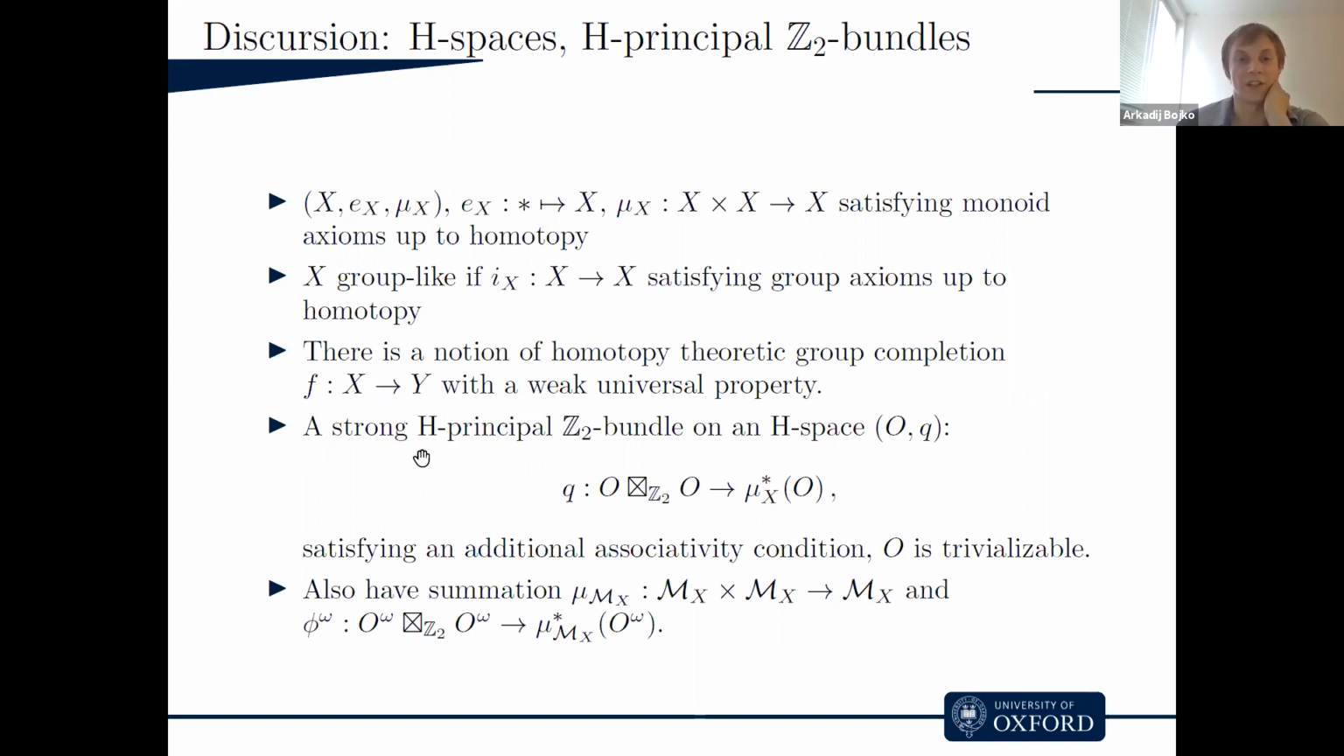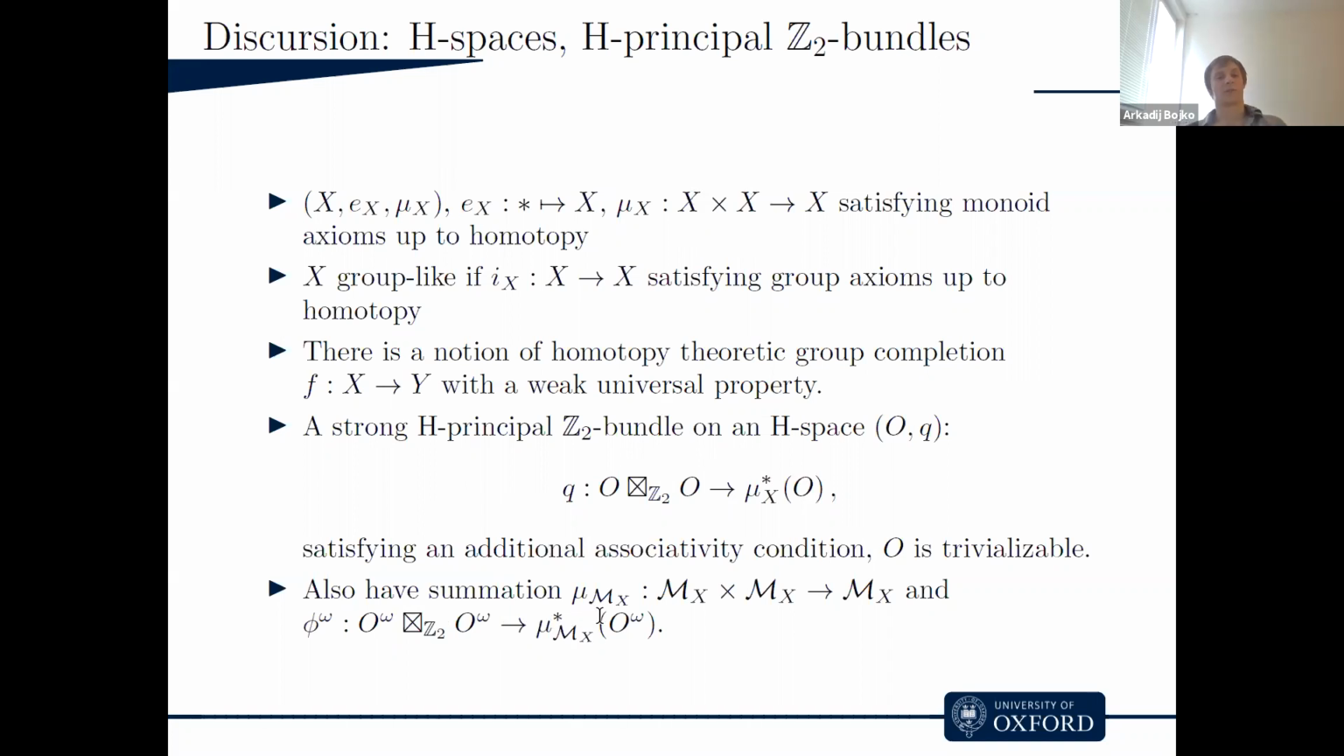define strong H-principal Z2 bundles, which are pairs of a Z2 bundle with this isomorphism Q, which is an isomorphism of the external product of O with itself into the pullback under the summation map, which is an isomorphism of Z2 bundles on X cross X. And this setting is exactly the setting that I'm working with.